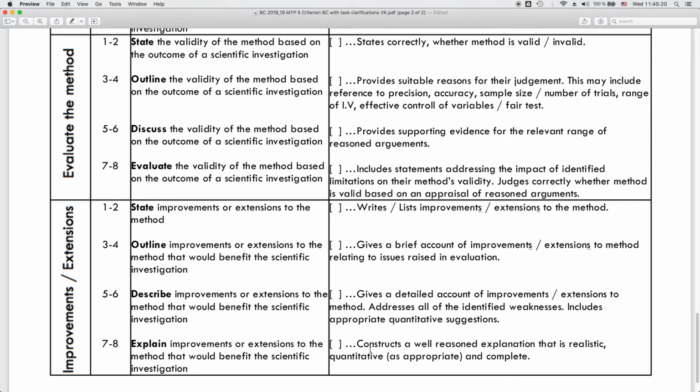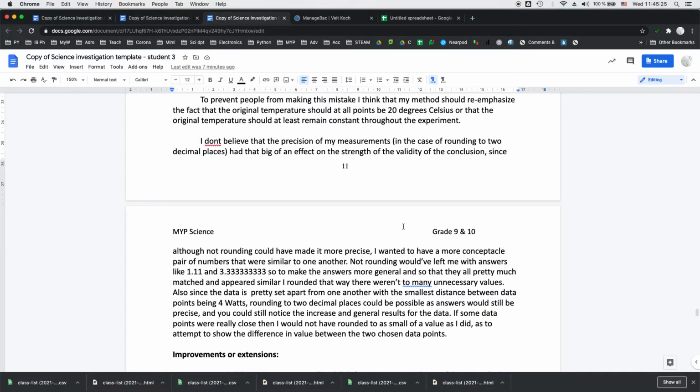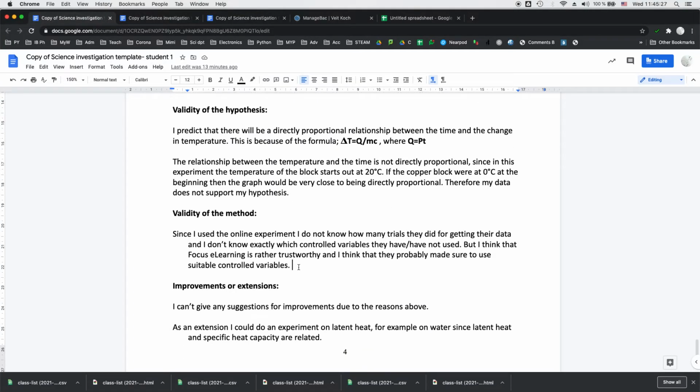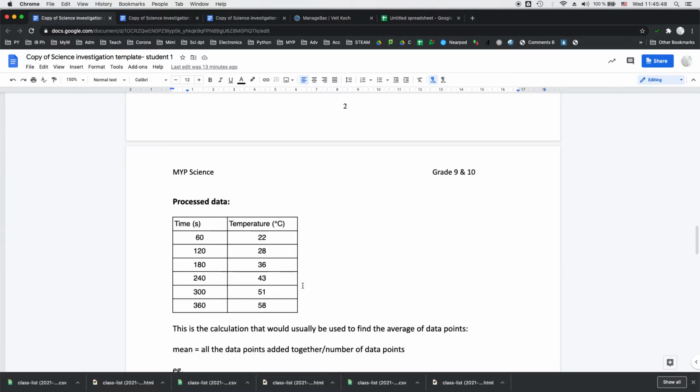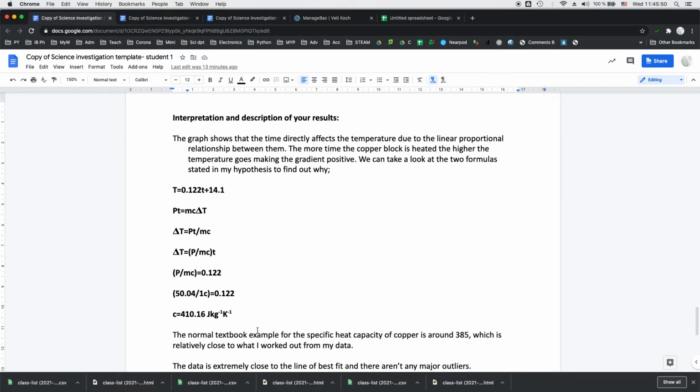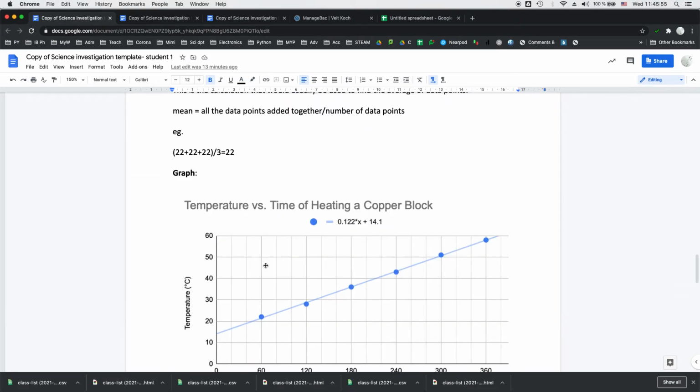Last one, for improvements. I like improvements to be actually quite realistic. They can be very simple. So for the first one here, okay, with these extensions, I always find them a little bit tricky to gauge. Suggestions for improvements due to the reasons above can't be given. Okay, but what could be said would be that here you clearly have a different specific heat capacity than expected.